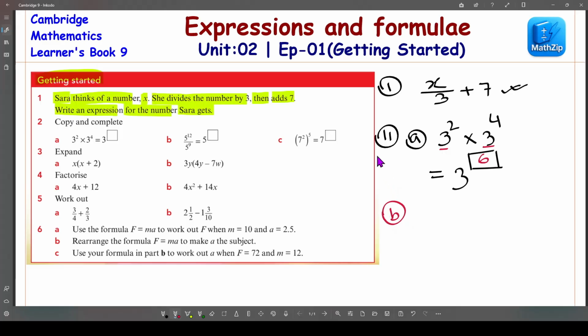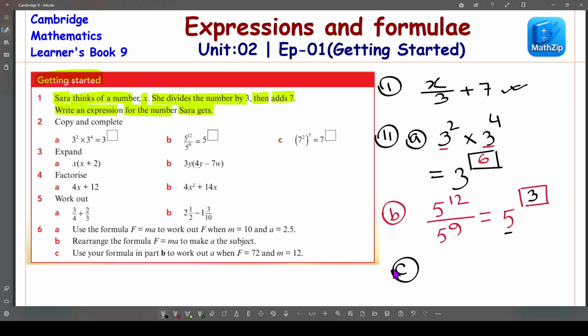Number B of 2. 5 to the power 12 divided by 5 to the power 9 equals 5 to the power blank. So this is the division law of indices. Once the bases are the same, the powers will be subtracted. So the base is the same, which is 5, and the powers are 12 and 9. It will be subtracted. It means 12 minus 9, which is 3, and this is our answer.